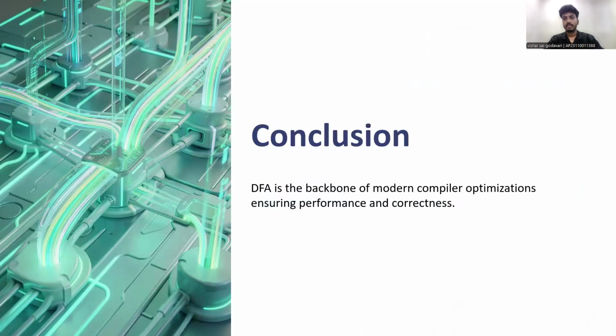And finally, coming to the conclusion, data flow analysis is the backbone of modern compiler optimization. It allows compilers to improve performance, reduce memory usage, and maintain correctness. And without DFA, most advanced optimization simply wouldn't be possible.